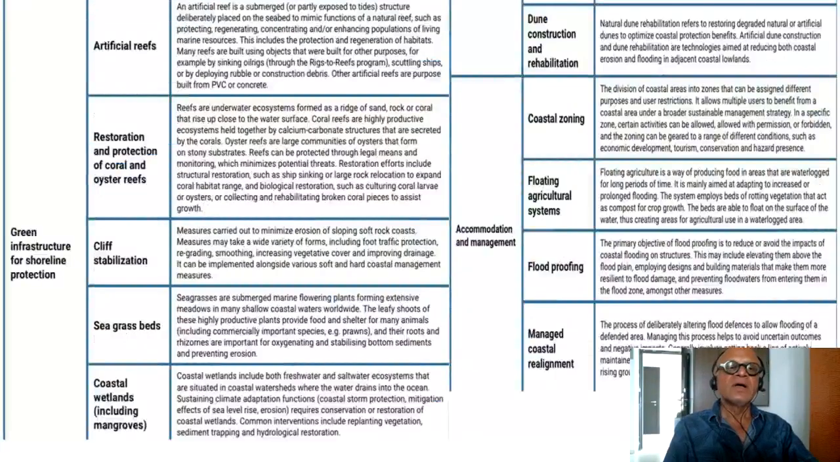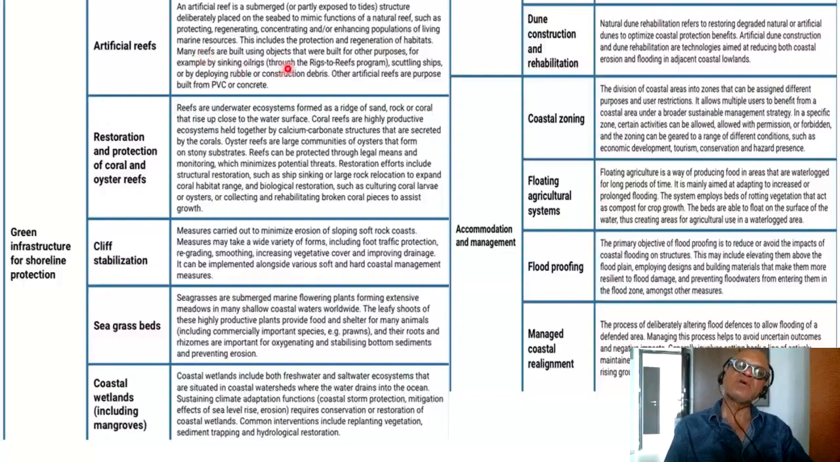Okay. Artificial reefs. An artificial reef is a submerged or partly exposed to tide structure that is deliberately placed on the seabed to mimic functions of a natural reef, such as protecting, regenerating, concentrating and or enhancing populations of living marine resources.